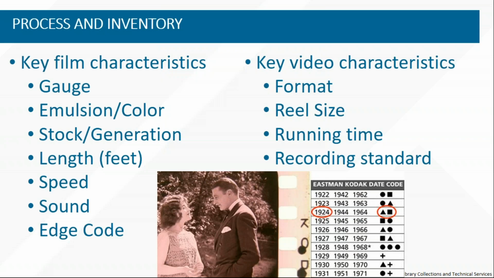So I talked a little bit about granular information. The key characteristics that I would say are important when you're planning digitization projects for audiovisual media in film are the gauge, the emulsion and the color that we talked about, the stock generation, and then some other things we didn't speak about directly: the length of the film, what speed it was shot at, whether it has sound or no sound, and the edge code. The edge code refers to when the film was actually manufactured. All of that information is accessible to you just by holding the film in your hand.